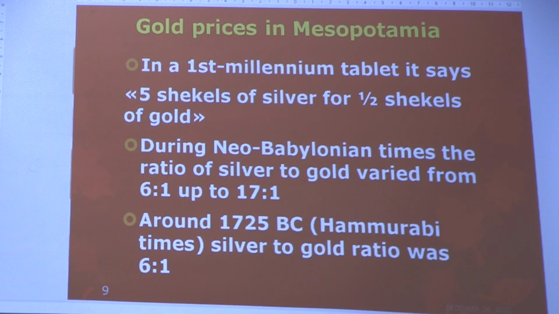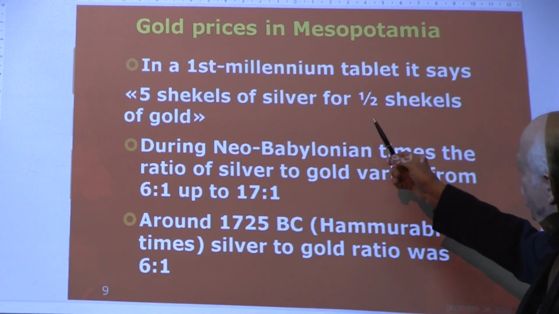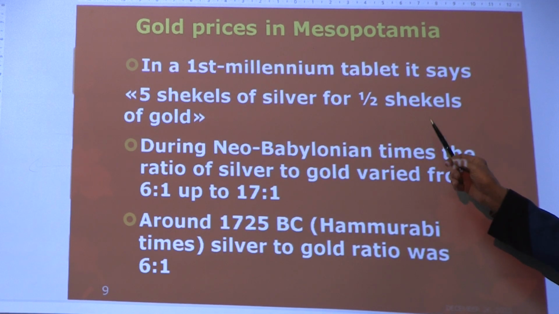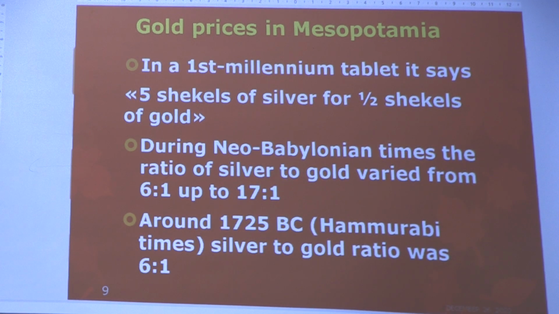Now, there are many clay tablets related to gold, because the Sumerians knew the value of gold, and they were smart enough to keep a record of everything on clay tablets. There are many of them. I'll just show you a few. In a first millennium tablet, it says 5 shekels of silver for 1/2 shekel of gold, the price. So if you give half a shekel of gold, you can get 5 shekels of silver. So that shows the price ratio.